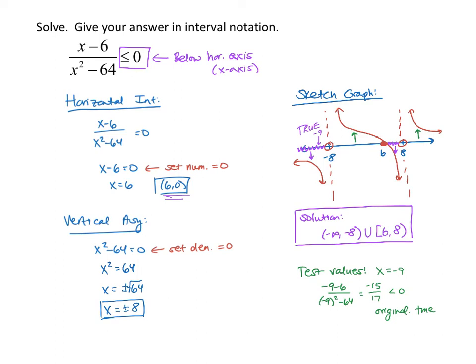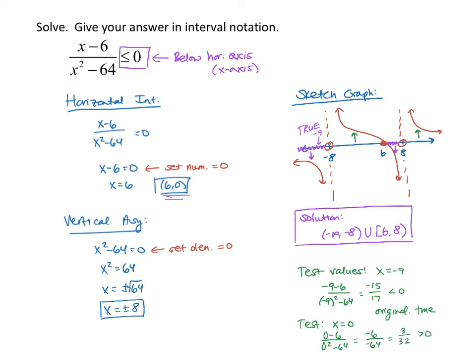But if you test a value that is not in one of the regions that we had in our solution set, for example, if you were to test x equals 0, you would have 0 minus 6 all over 0 squared minus 64. Well, -6 over -64, the negatives cancel, and we end up with a positive fraction instead. We have positive 3 over 32.